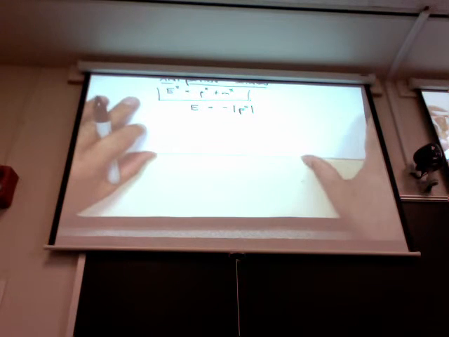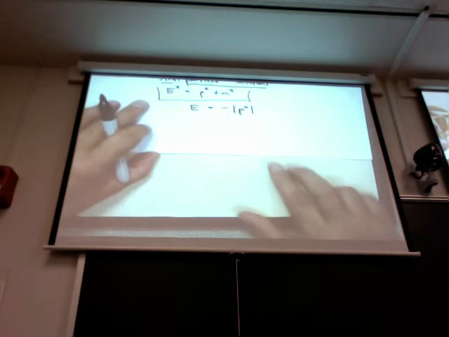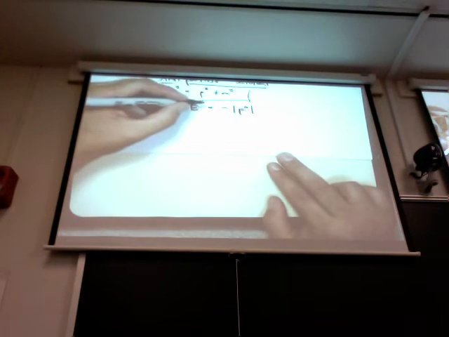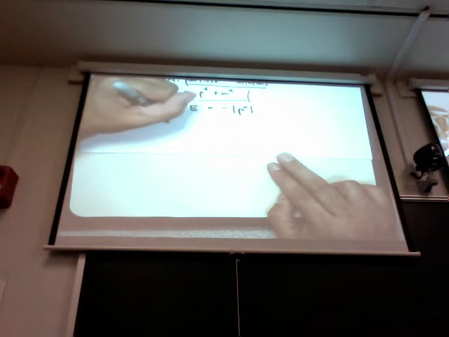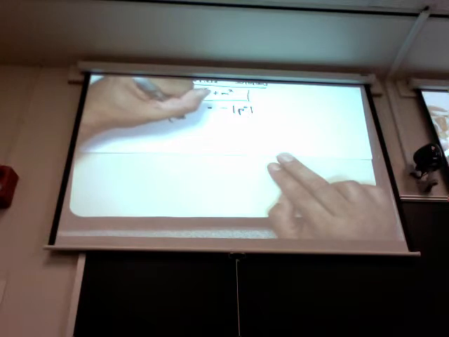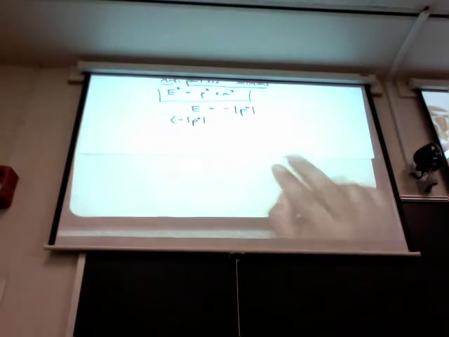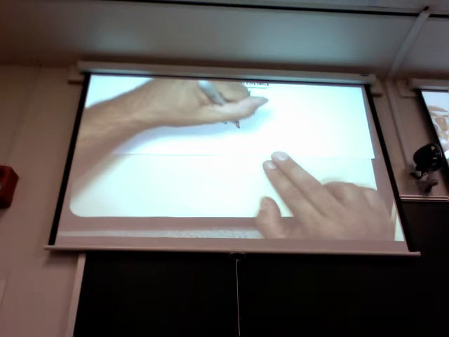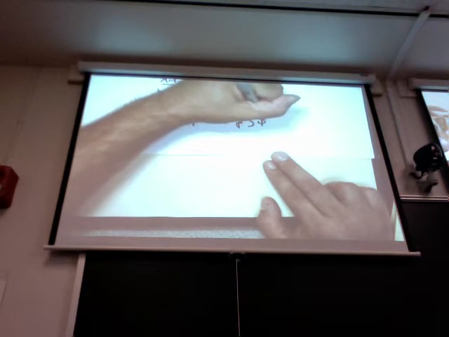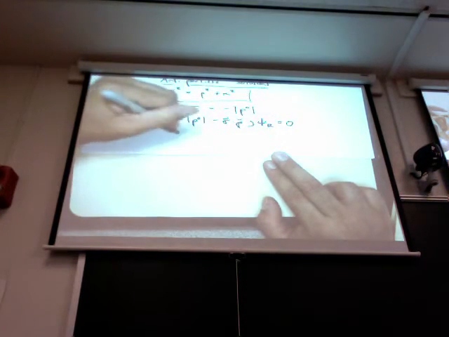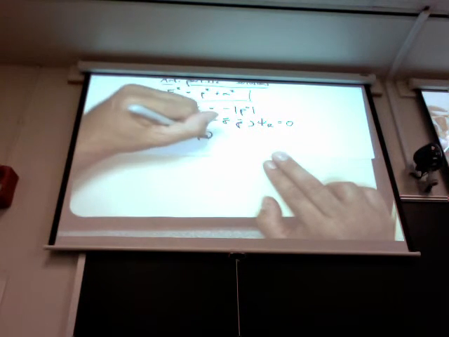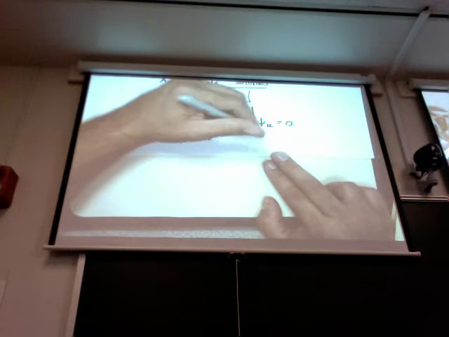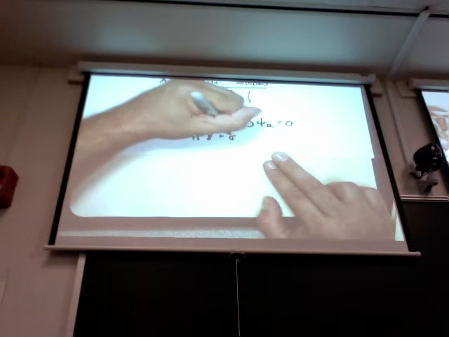Let me replace it, and let's work with the massless particles to make life simple. If I do that, my equations become minus sigma dot P operating on psi R equals 0, and minus sigma dot P.